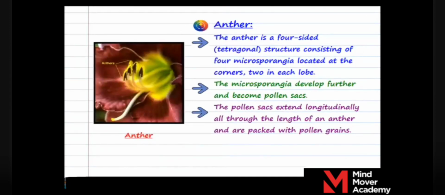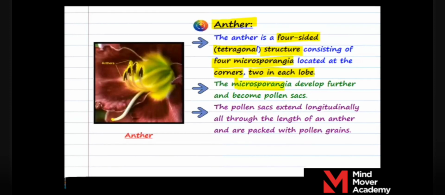Now we'll study the detailed structure of the anther. What actually is the anther? The anther is a four-sided, that is a tetragonal structure consisting of 4 microsporangia located at the corners, 2 in each lobe. As you can see in this image, 4 microsporangia are shown and they are located at the corners, 2 in each lobe.